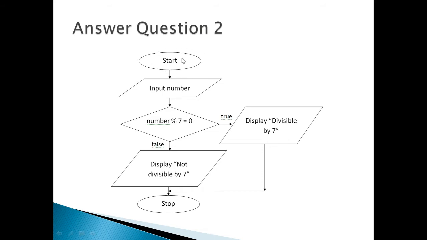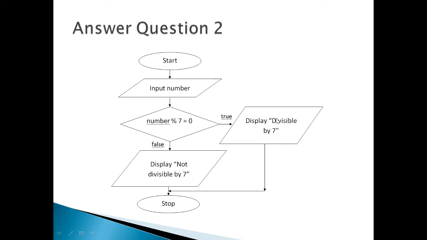The first shape will be start, the last will be stop. So start with the shape of a rounded rectangle and then flows. And then input number, so get the number. And then number modulus 7 equal to 0. Don't use double equal here because this is a flowchart. You need to use single equal, or you can use the word equal. The modulus sign you can also use, or you can use the word modulus. So number modulus 7, or you can use number divisible by 7 equal to 0.